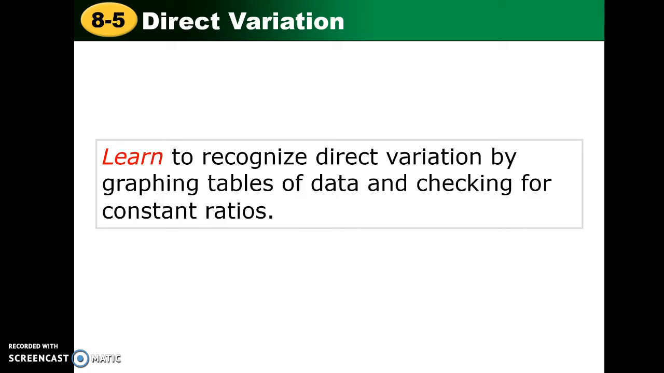Quick lesson on direct variation, chapter 8, lesson 5. Still talking about graphing lines. These are special types of graphs, special types of lines. So what I want you to be able to do at the end of today is recognize direct variation by graphing and checking for constant ratios. So you're going to recognize direct variation by graphing tables of data. I'm going to give you a couple of other ways to recognize direct variation.